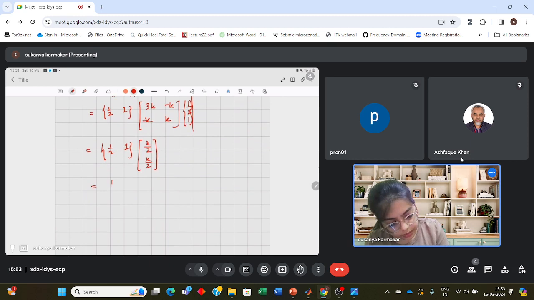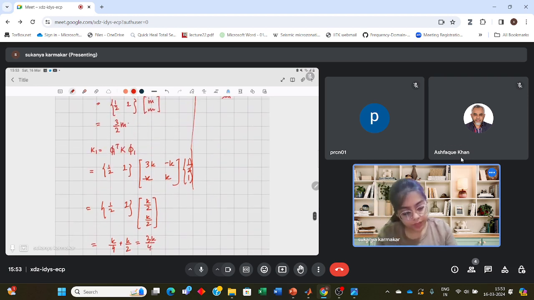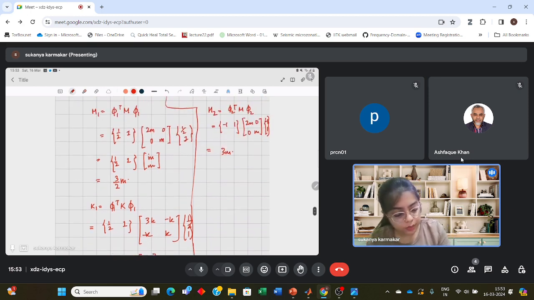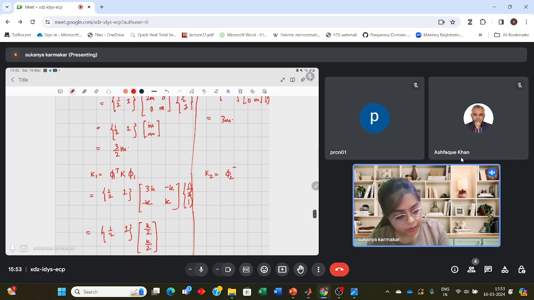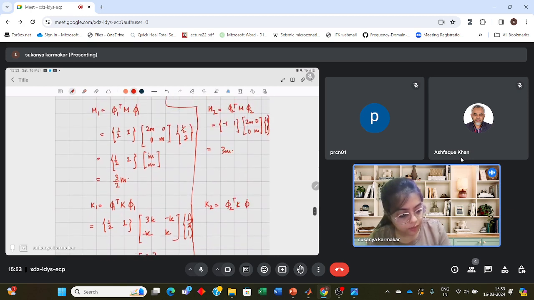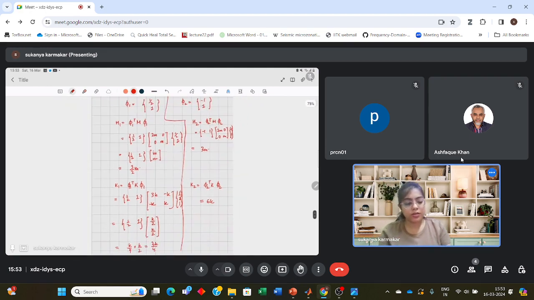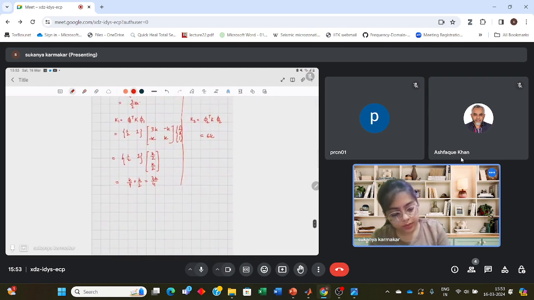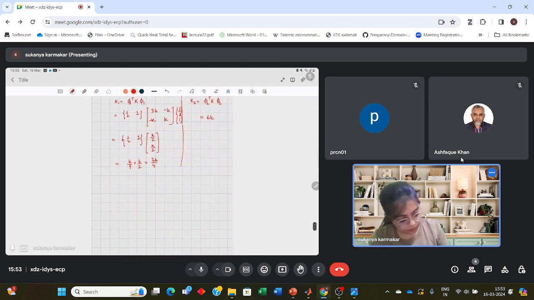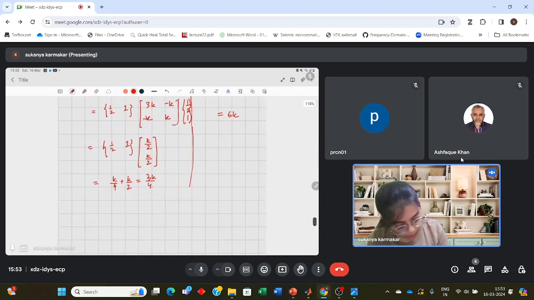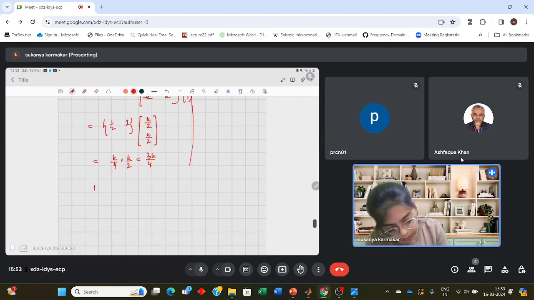Then we get k by 4 plus k by 2, which is 3k by 4. Similarly, calculate k2 as well. K2 is equal to phi 2 transpose k phi 2. And when you do the maths, you will get this number to be 6k. So this is some preparation which we did. Fine. Then we know the decoupled equation of motion, how will it look?